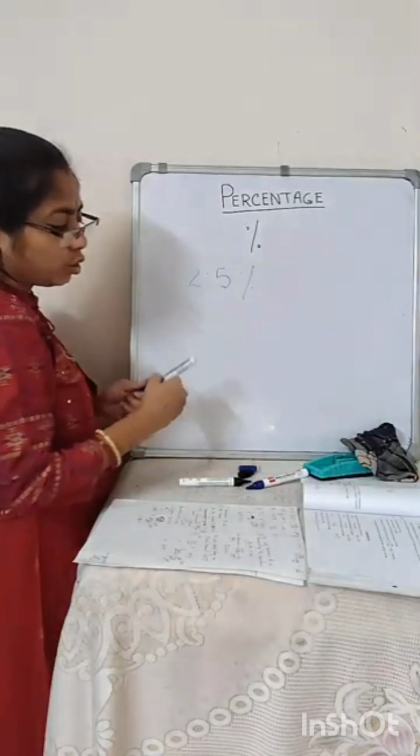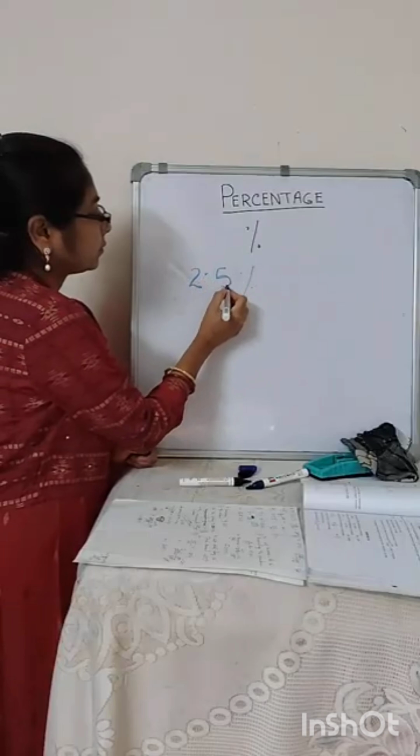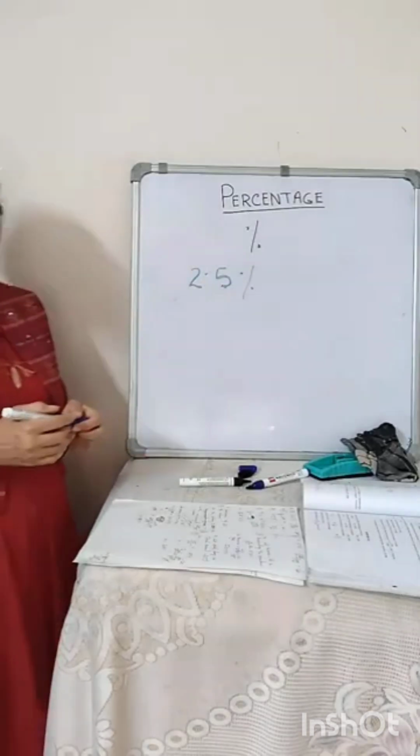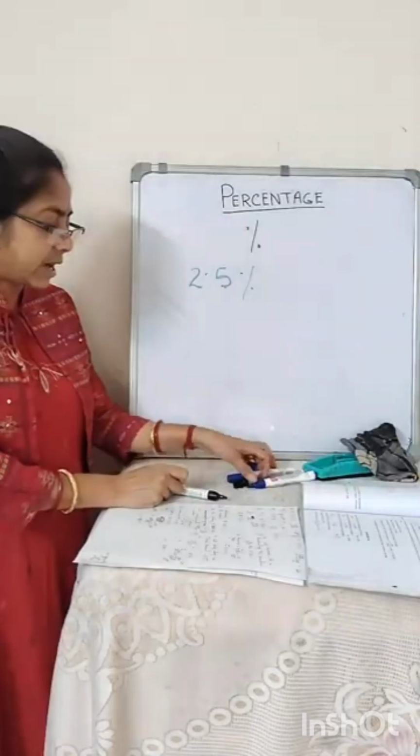Percentage. 2.5. You make it. I give you 1 minute time. First you make it. After that I will start it.